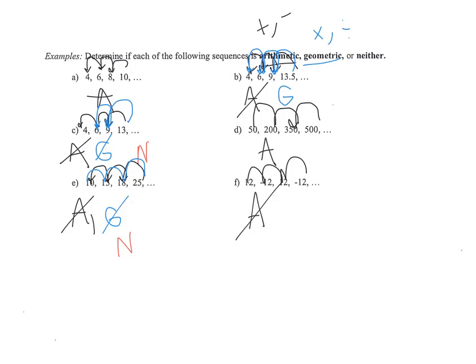And then if I subtract these, they're not the same, so it's not arithmetic. So then I divide. Negative 12 divided by 12 is negative 1. 12 divided by negative 12 is negative 1. So when I divide them, they're the same, so it's geometric.